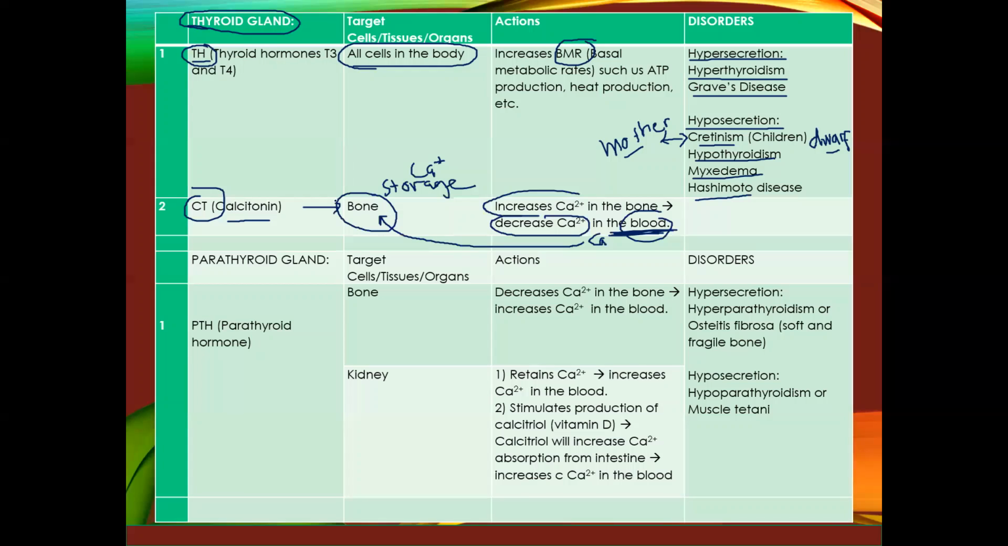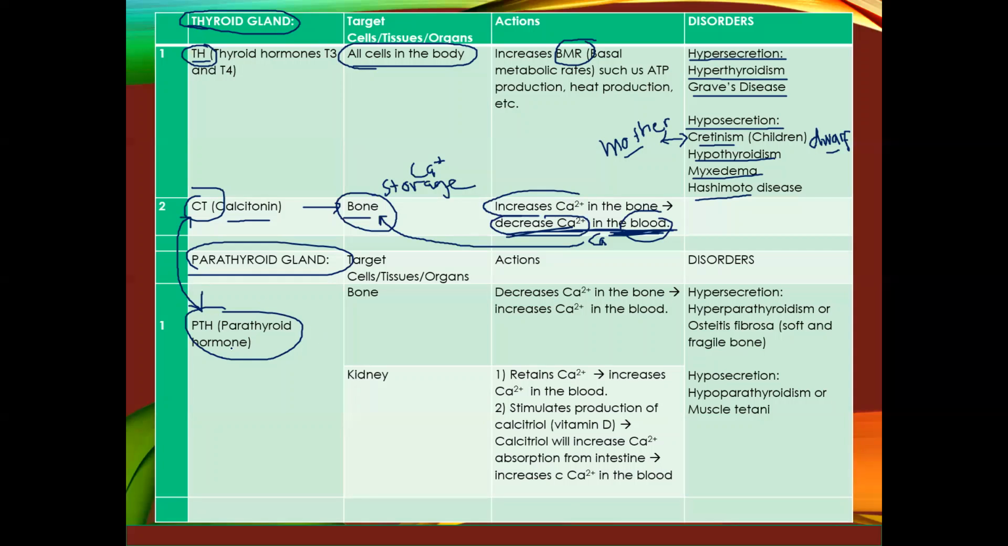Okay, so this is how calcitonin decreases the calcium in the blood by taking it out from the blood and then storing it in the bone. Now, the next gland will be the parathyroid glands. It only produces one hormone, called PTH, Parathyroid Hormone. The action of this PTH is actually opposite to the actions of calcitonin. So this is an antagonistic hormone that has opposing action.